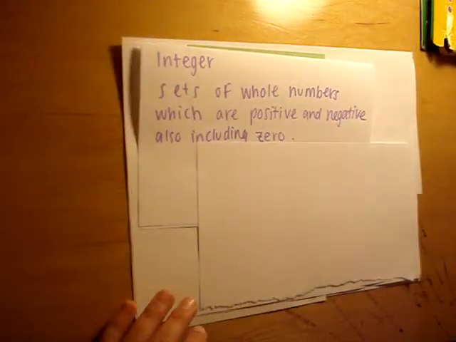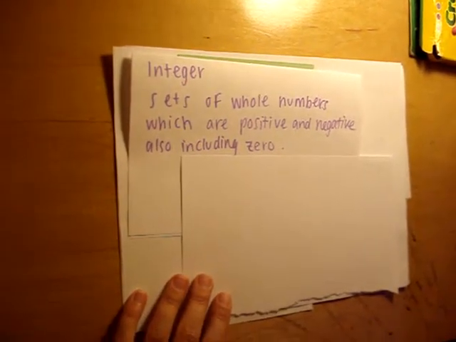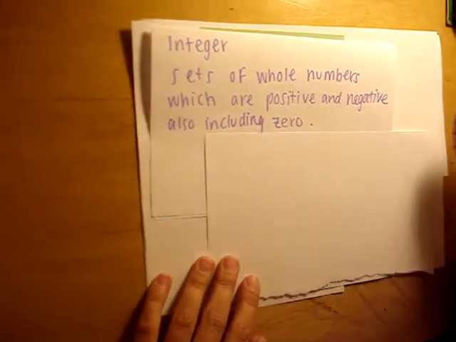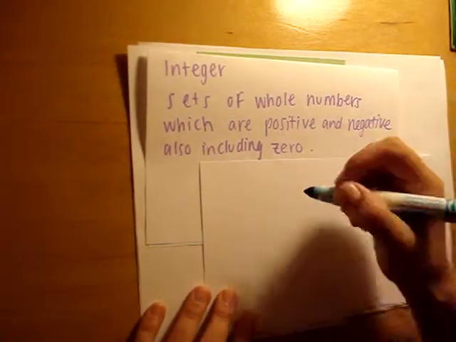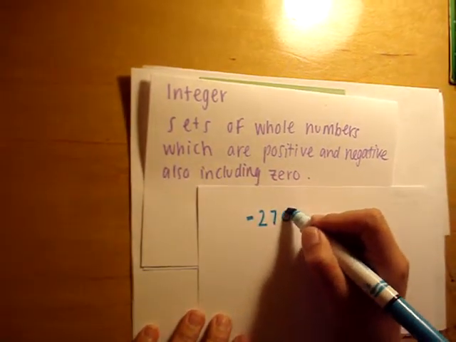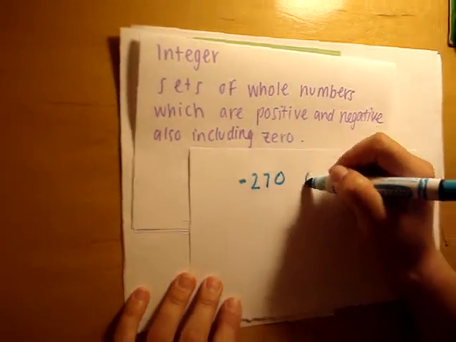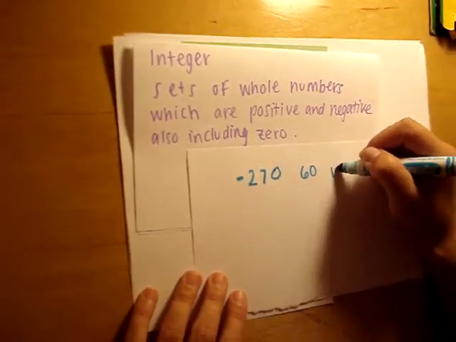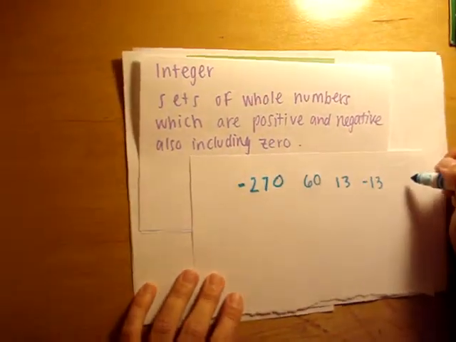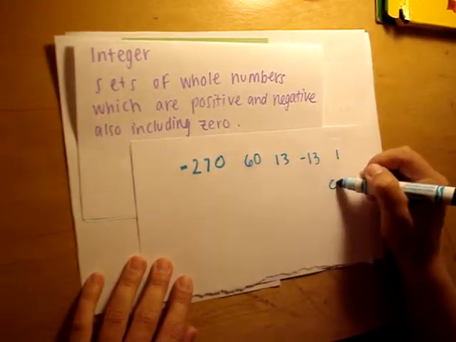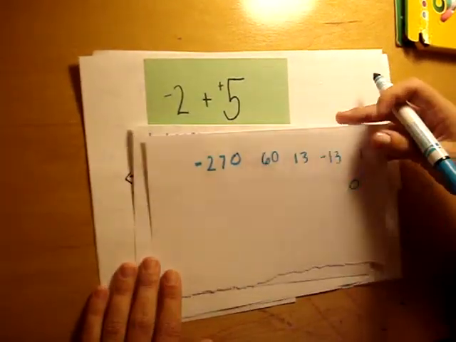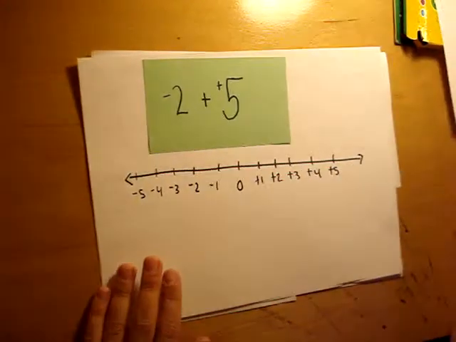So first, integers can be defined as sets of whole numbers which are positive and negative, and they can also include 0. So, some examples could be negative 270, 60, 13, negative 13, or even 1 and 0. So, now that we know what integers are, we can go to how we can represent integers.